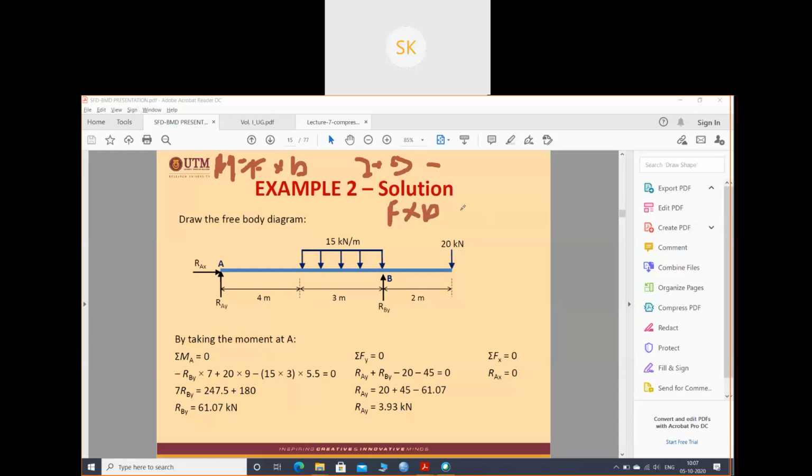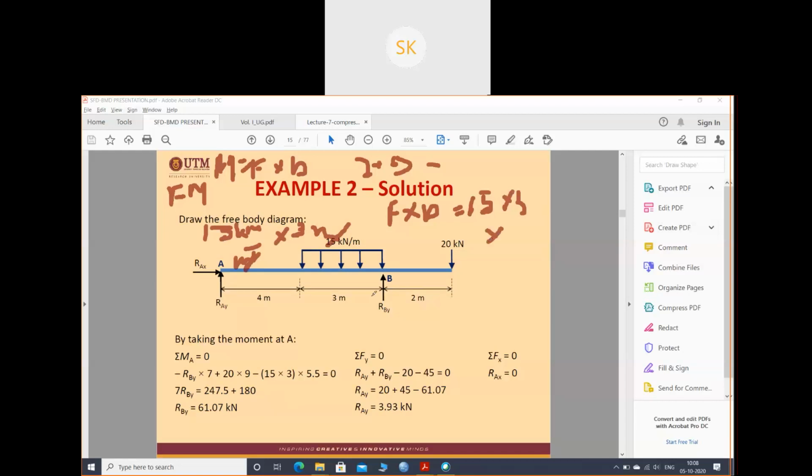For UDL you need to find the moment as force into distance. So for UDL your force will be 15 into 3. Why? See, this is 15 kilonewton per meter and you have 3 meter. Just see the basics. Force has a unit of Newton, right? So how can you write 15 kilonewton per meter? You have to multiply by meter. If you multiply 15 kilonewton per meter by the distance it is acting, 3 meter, the meter will cancel out and you will get 15 into 3, 45 kilonewton. So this is your force.